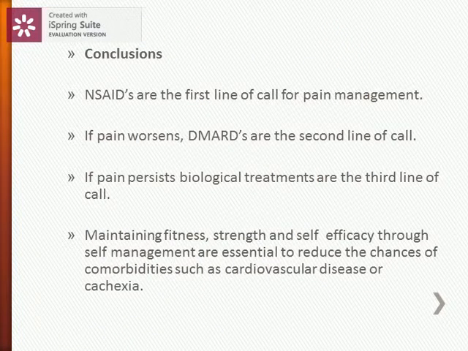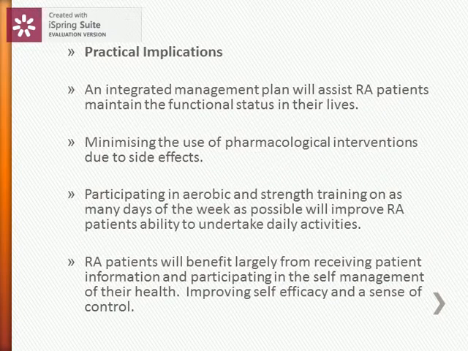In conclusion, NSAIDs are the first line of call for pain management. If pain worsens, DMARDs are the second line of call. And if pain persists, biological treatments are the third line of call. Maintaining fitness, strength, and self-efficacy through self-management are essential to reduce the chances of comorbidities such as CVD and cachexia. Practical implications: an integrated management plan will assist RA patients, minimize the use of pharmacological interventions, participate in cardio and strength work, and get your patients into the self-management program.